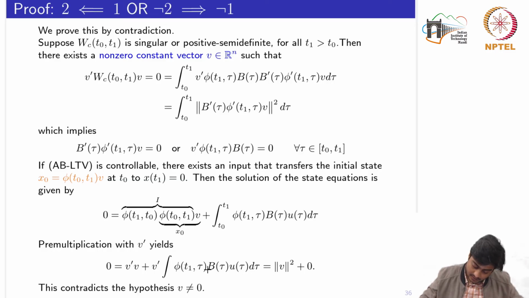Now this part, v transpose v, is nothing but equal to the norm squared, plus this one is already 0 from the above. So I would have the square of the norm equal to 0, and this is only possible if the vector itself is 0. From the beginning we had assumed that it is a non-zero vector, so this was the contradiction. Which means that if the controllability Gramian matrix is singular, then it implies that the system is also not controllable.